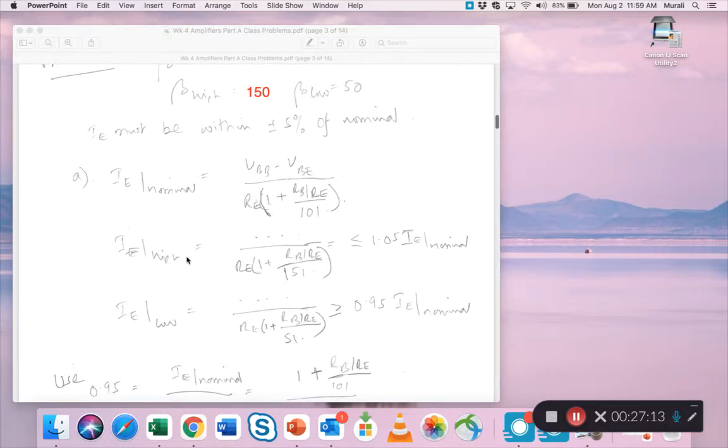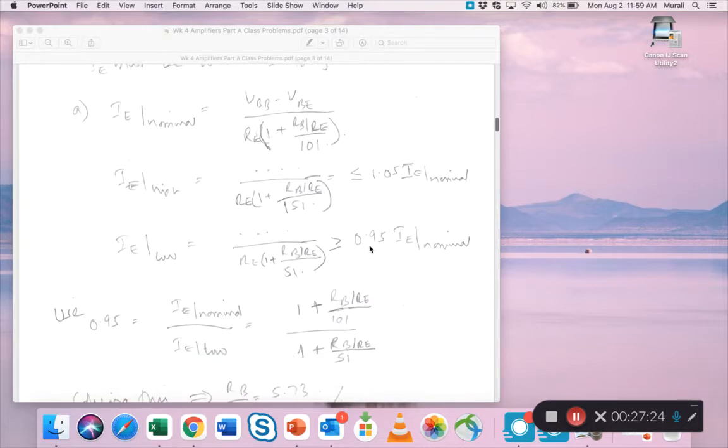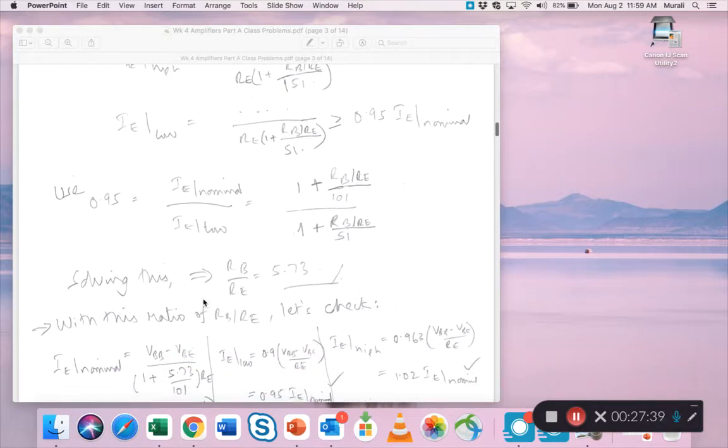This is the formula. IE high, this is the formula. IE low, this is the formula, and this must be less than or equal to 5% above and greater than or equal to 5% below. Okay. So using 0.95, this lower formula, IE nominal by IE low, you can write it like this. You can solve this to get that ratio of RB by RE as 5.73.